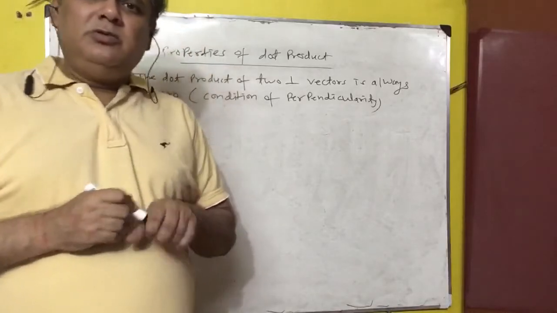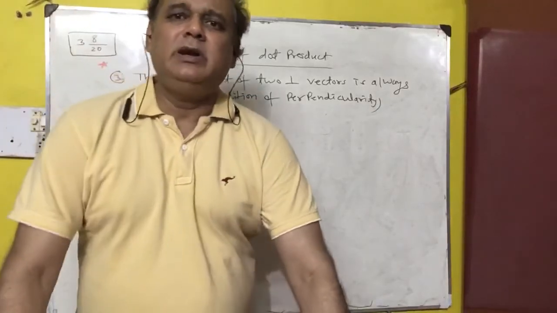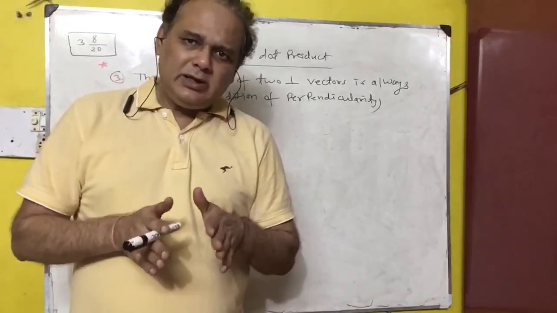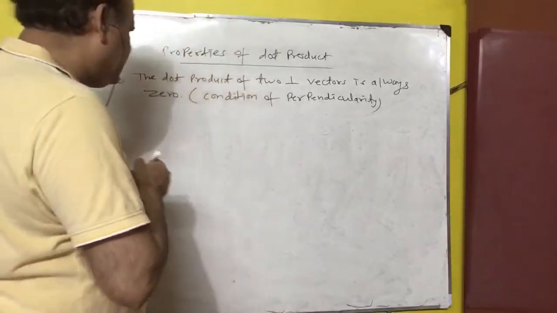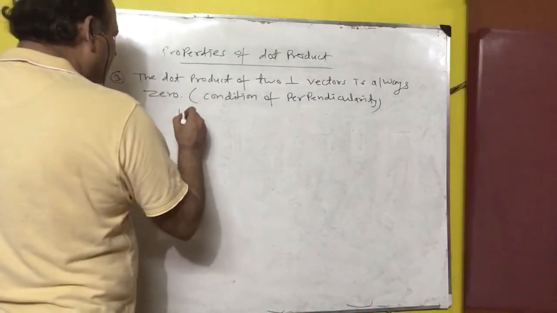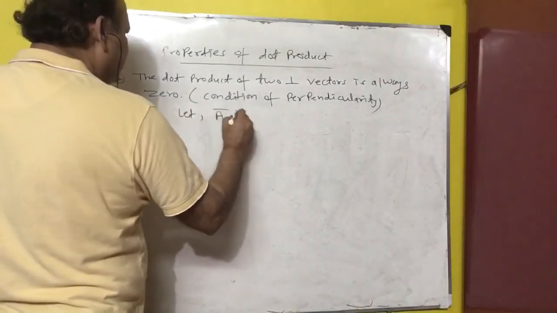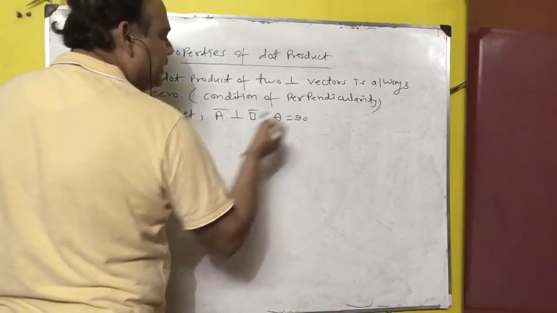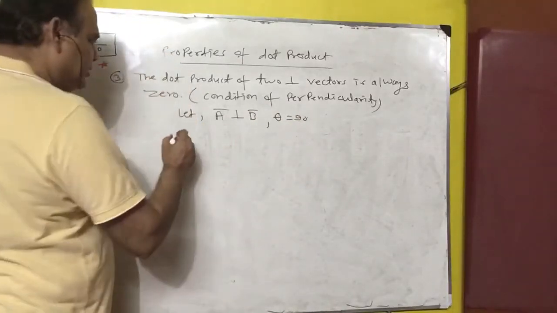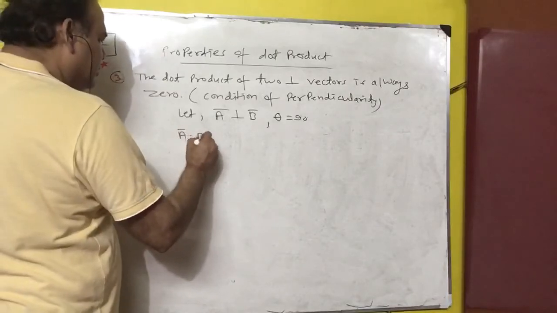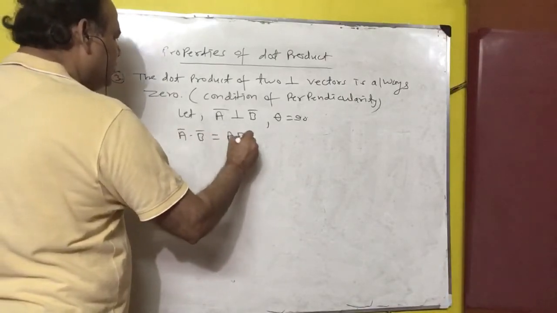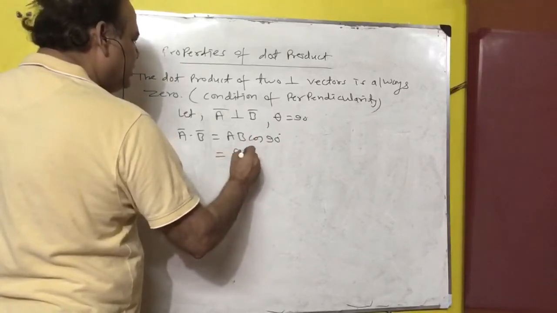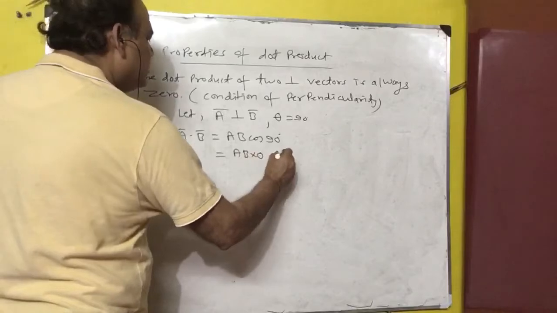ये perpendicularity की condition. Suppose if you want to prove that two vectors are perpendicular, you find their dot product. अगर dot product 0 आता है, then they are perpendicular. तो कैसे देखें कि let A vector perpendicular B vector, it means theta is 90, correct? So A vector dot B vector is equal to AB cos theta यानी 90, and what is cos 90? अरे 0.